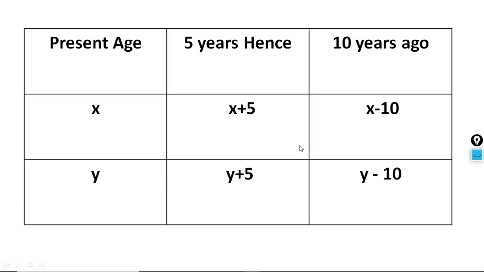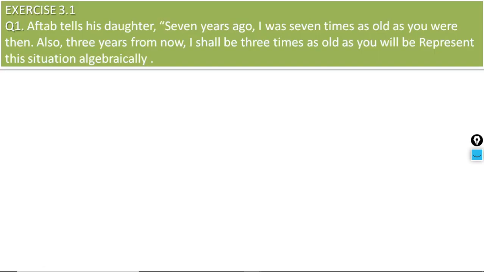Similarly, if I have to go 10 years back, the age of the first person will become x minus 10 and the second person will become y minus 10. If you make this type of table roughly, it will certainly help you to solve the problems. Most of the times present age you have to consider x and y. Let us discuss this with different problems.